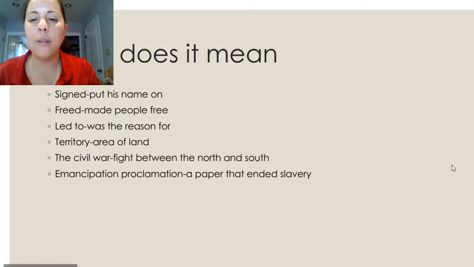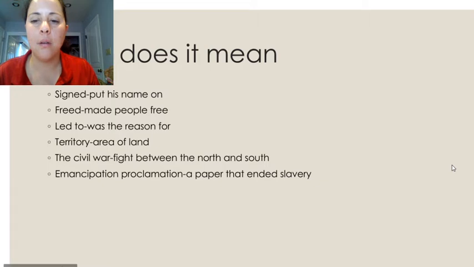What? What led to the Civil War? The problem of slavery. Okay, the problem of slavery led to the Civil War. When? When was the Civil War? The Civil War was in the 1800s.